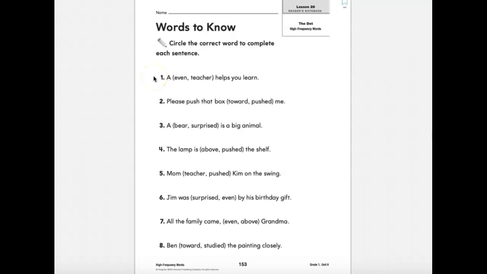Here we have 8 sentences, and in each sentence we have 2 words to choose from. I will help you read each sentence, and then you will circle the choice that best completes the sentence. Let's begin with number 1. A blank helps you learn. A even. A teacher. Circle the word that best completes the sentence for number 1.